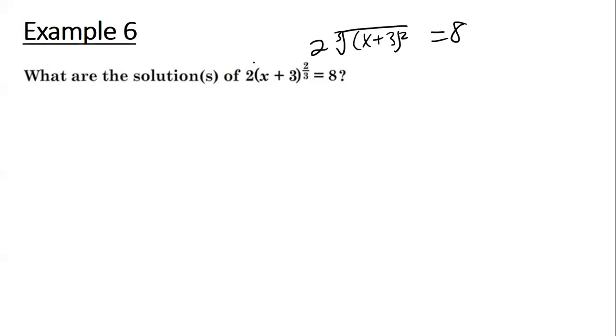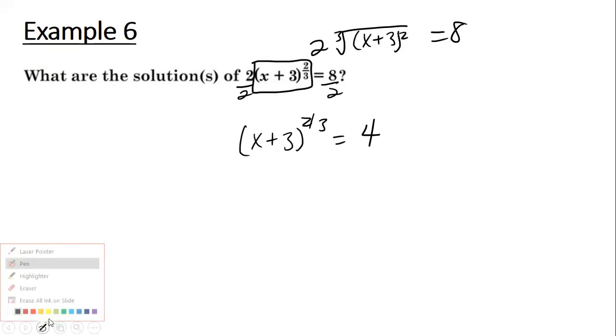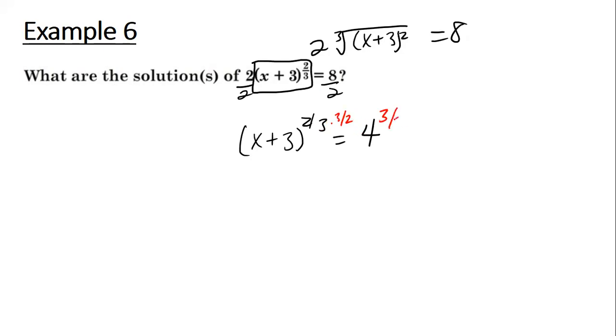So first thing is to get our rational exponent factor by itself. What do I need to do to get this by itself? Divide. So we're left with x plus 3 to the 2/3 equals 4. To get rid of the rational exponent, you multiply by its reciprocal. What is the reciprocal of 2/3? 3/2. So I multiply by 3/2. What I do to one side, I do to the other.